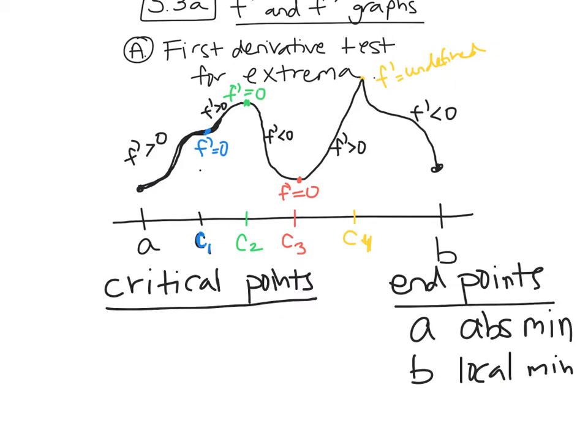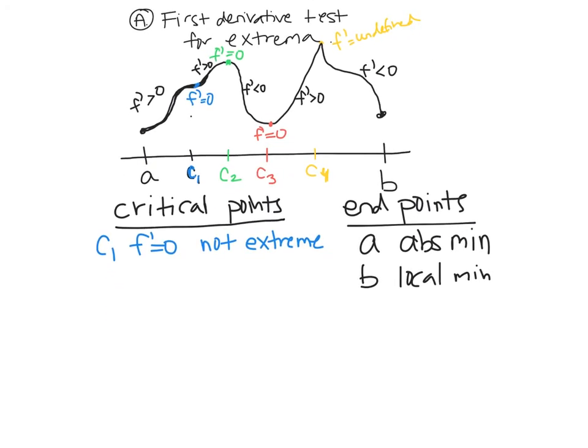Okay, our critical points are all the C's there. Let's talk about these. C1 is where f prime is equal to 0, but it's not an extreme value. It's not a maximum or a minimum because it keeps increasing. Why is it a critical point? It's a critical point because the derivative equals 0 there. How do you know that? Because the tangent line is horizontal, slope 0, exactly. C2 is also where f prime equals 0. We said that. That is a local maximum.